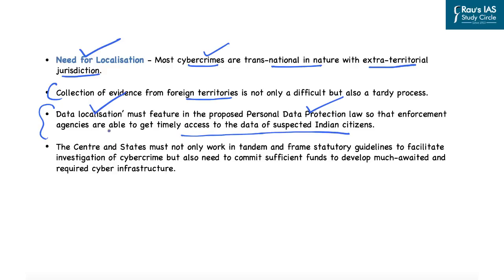And finally, it has been highlighted that the center and the states must work in tandem to frame statutory guidelines to facilitate investigation of cybercrime, but they also need to commit sufficient funds to develop the much awaited and required cyber infrastructure. So these are the broad issues that have been highlighted in this article. After this, let us revise from a previous DNS article where we have already discussed in detail various aspects of cyber warfare and cyber security. So let us revise from that DNS video.